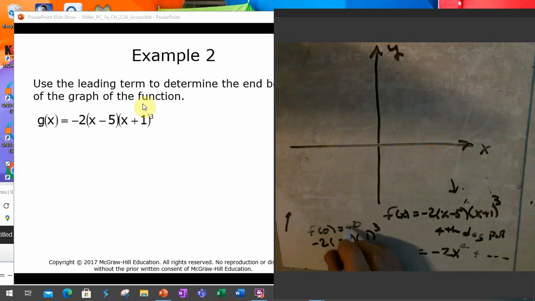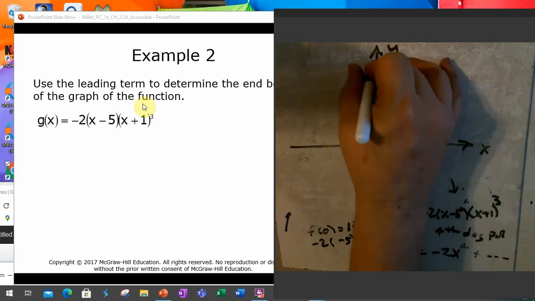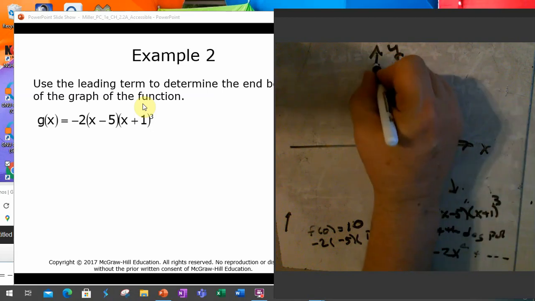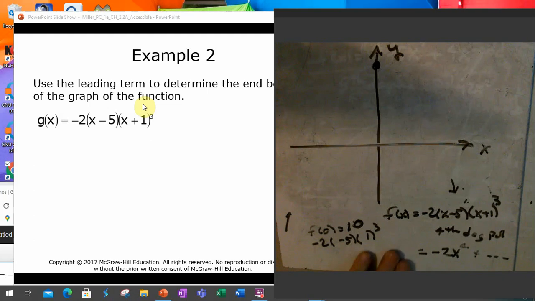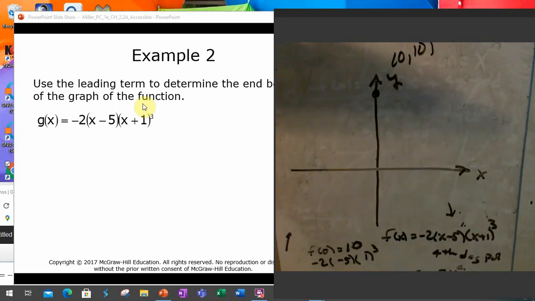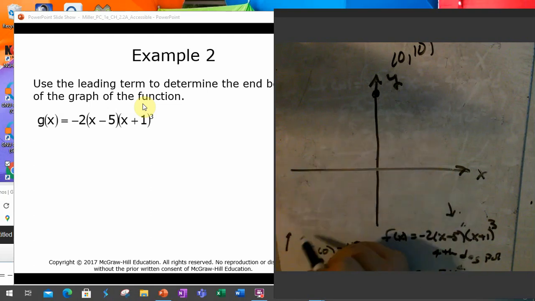Let me switch pens. So 1, 2, 3, 4, 5, 6, 7, 8, 9, 10, somewhere up here, that would be my y-intercept. I just wrote 0, 10, sorry. So that's my y-intercept. I'm coming from here. I need to get through here. This is a continuous function. I need to get up there from someplace.